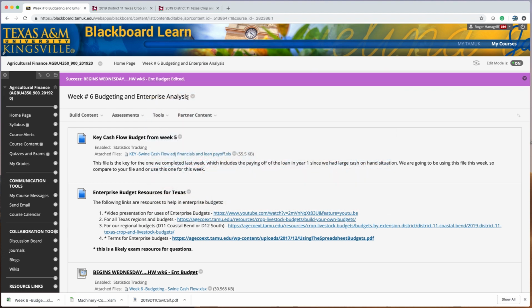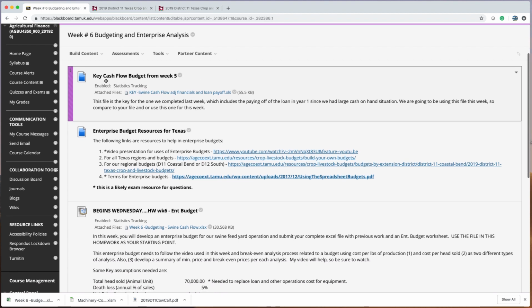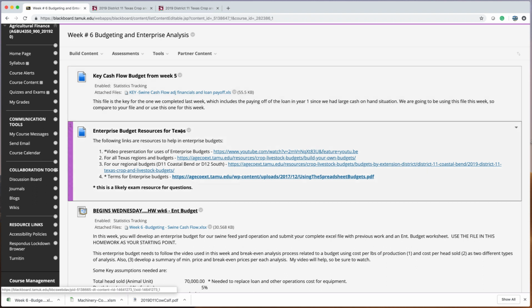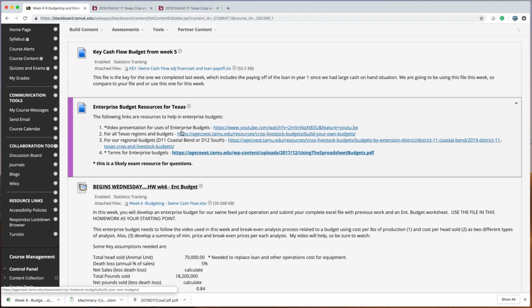All right, when you get into your week, you're going to see first the key from our cash flow budget from the previous week's homework. So you can take a look at that if you need to. That way it helps make sure you've caught up with the work we've done. Now here's the enterprise budget section. I've got several links here that you can open up and take a look at, but I'm going to jump to the first one right here, this video.